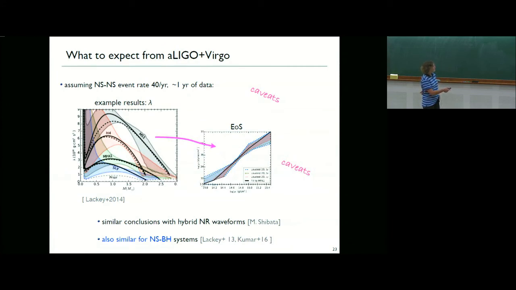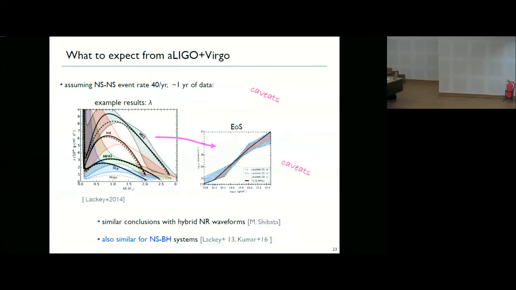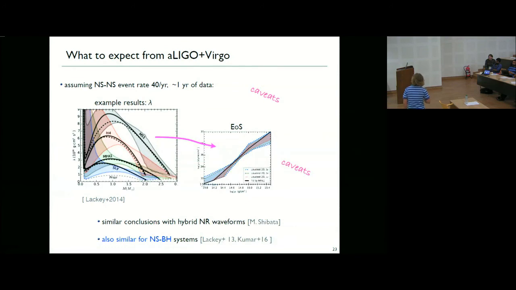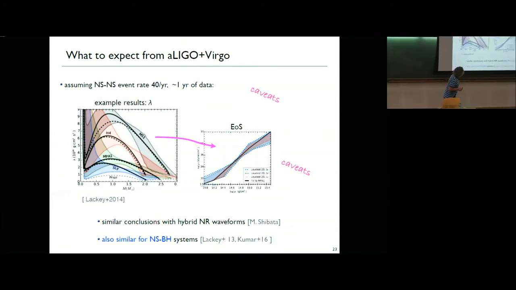And when you translate this to the equation of state, people usually show the log of pressure versus log of density. They find these kinds of contours. And I think here the blue is for the loudest, is the 3 sigma, green is 2 sigma, and the red is 1 sigma.